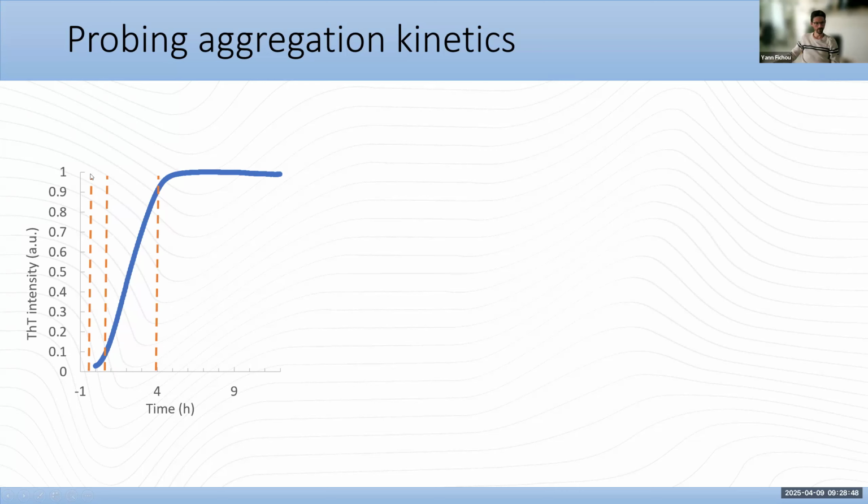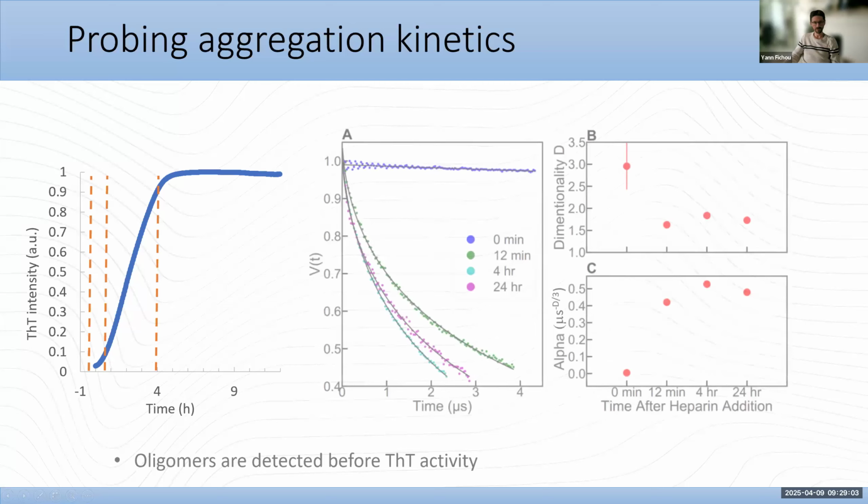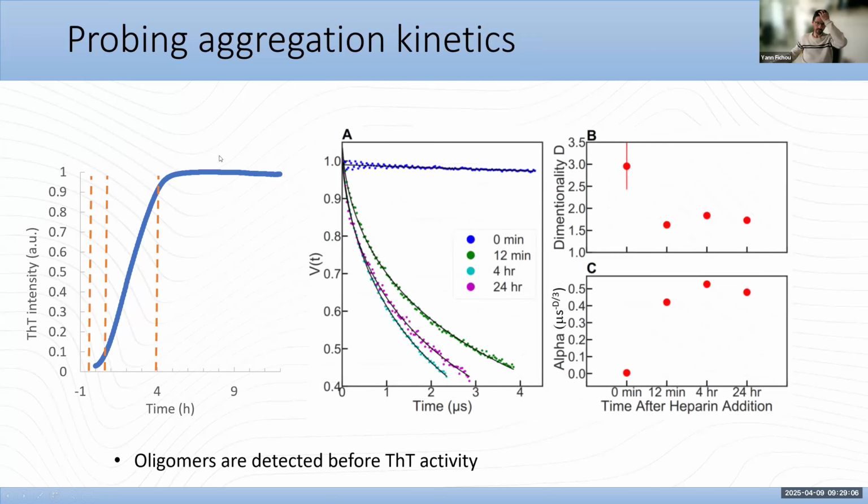Sorry, my line has moved a bit and the whole graph is a bit weird, but 12 minutes is very short. So there is essentially almost no ThT signal at 12 minutes. And then we did it later when, as far as ThT is concerned, it's a mature filament. And so these are the results here, quite interesting.